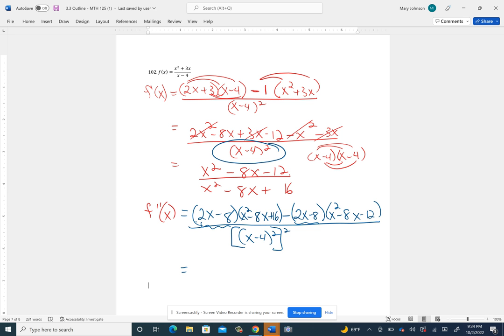So notice that 2x minus 8 was common. Good way to do that would be to factor out the 2x minus 8 and see what's left. So if you take out the 2x minus 8 from the first chunk, you'd have x squared minus 8x plus 16. If you take it out of the second chunk, you'll have minus left and the x squared minus 8x minus 12. Now, I didn't do something with that negative yet, so I'm going to do that in a minute.